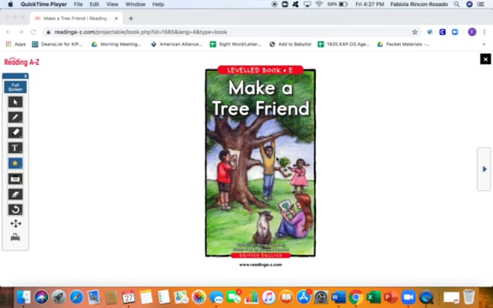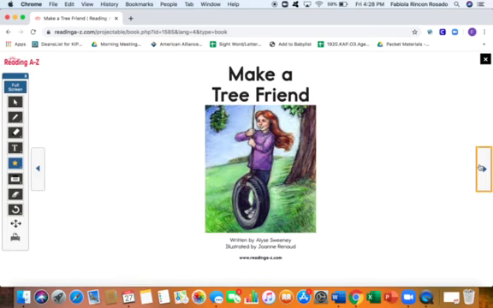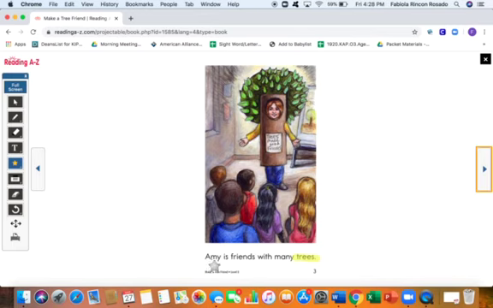Now I have highlighted some of the words that I want you to figure out. Let's get started. I'm going to be using a star, and we are going to be jumping from word to word. Make a tree friend. Amy is friends with many trees. I know that this word is trees because it sounds like ease, trees.